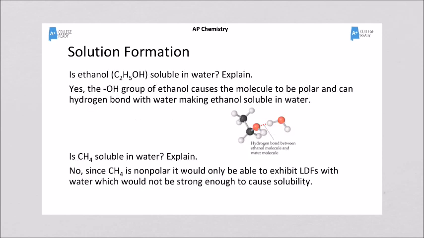So, is ethanol soluble in water? Well, I see carbons and hydrogens, but here's the big clue that tells me it's polar. So I would say yes, ethanol is soluble in water. The OH group causes a molecule to be polar and can hydrogen bond with water, making it soluble. I can't just say it's polar, water's polar, they dissolve. I need to go further and be much more specific. This is what's expected for AP questions: that ethanol, because of this OH group, has the ability to hydrogen bond with water, therefore it's soluble.